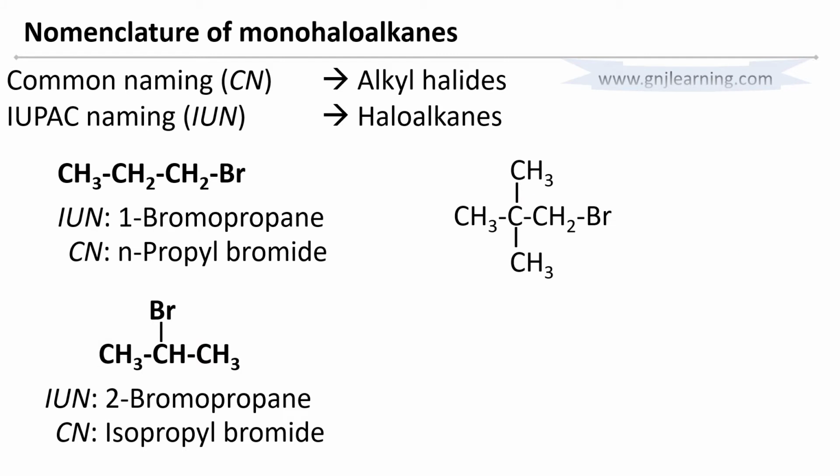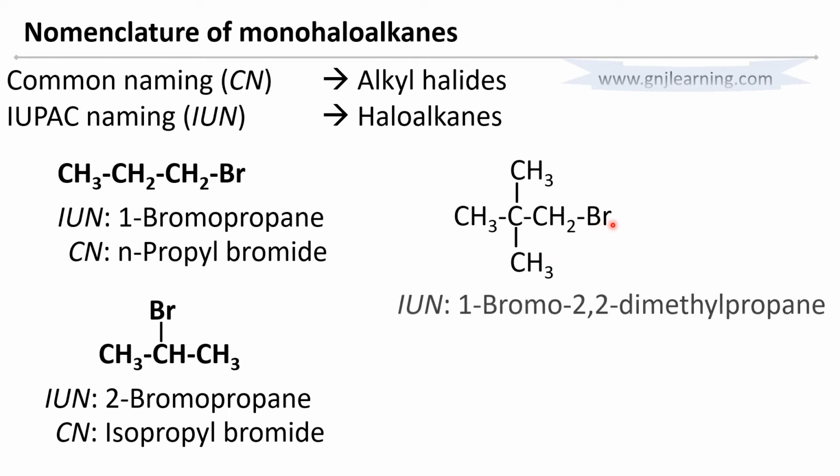So I've preferred this numbering from here, which means that on the first carbon I have bromo, on the second carbon I have 2 methyl groups, which means dimethyl. 1 bromo, 2, 2 dimethyl. Which one will I give first as a branch? The one coming first in the alphabet. So methyl M and bromo B. Definitely it is bromo.